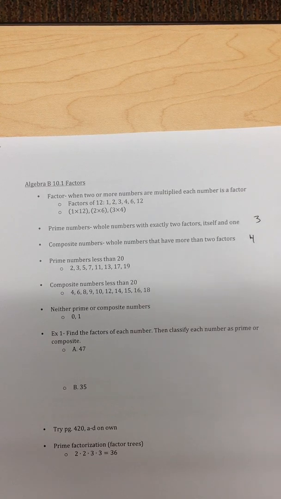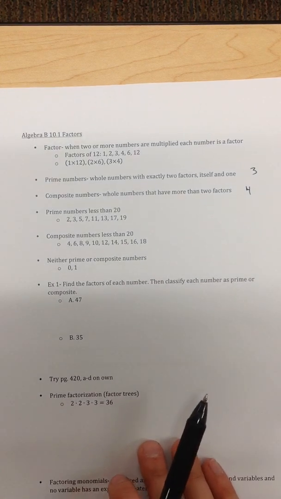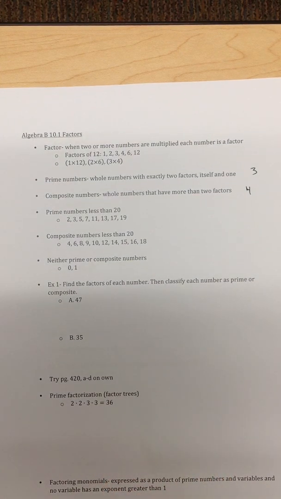Listed out here are the prime and composite numbers less than 20. So our prime numbers less than 20 are 2, 3, 5, 7, 11, 13, 17, and 19. And then our composite numbers less than 20 are 4, 6, 8, 9, 10, 12, 14, 15, 16, and 18.